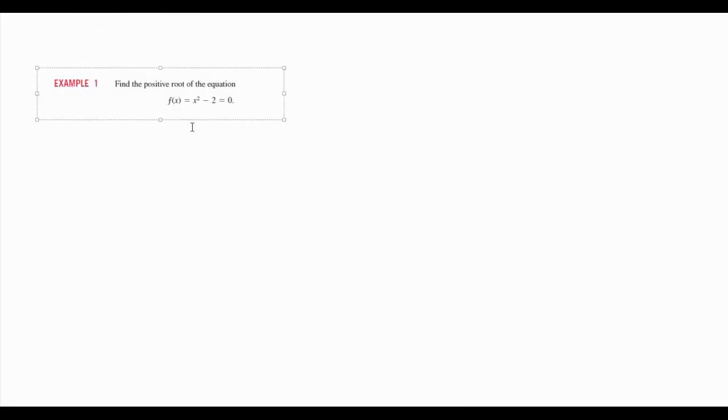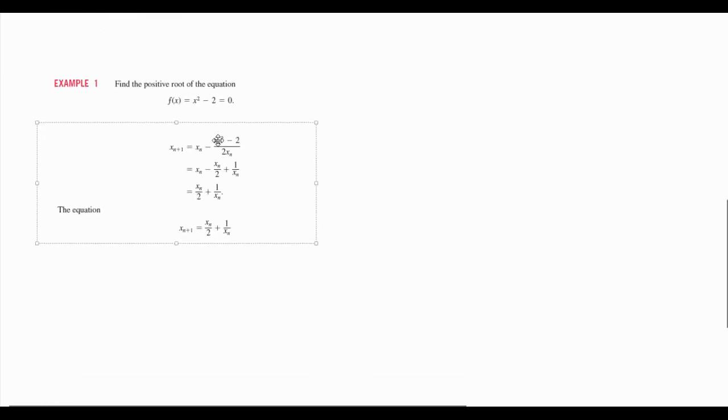So let's see an example. The question is, find the positive root of the equation x squared minus 2 equals 0. We can see its root is root 2, that is 1.414, and so on. If we put the values in the above equation, for general x(n+1) we have xn minus f(x), which is x squared minus 2, upon f prime(x), which is 2xn, meaning the derivative is 2xn. By solving it we get xn by 2 plus 1 upon xn. So this is a general equation.